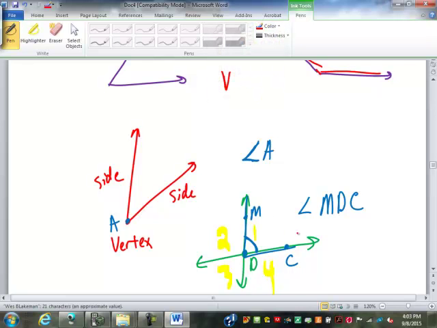Now let's say there's a point here, point P. I could have also called this angle MDP. Any point on this side of the angle will do, and any point on the other side will do. You could have done PDM, which would have been the same thing, or CDM would have been the same thing. All that matters is that the vertex is in the middle, and that there's one point from each side.